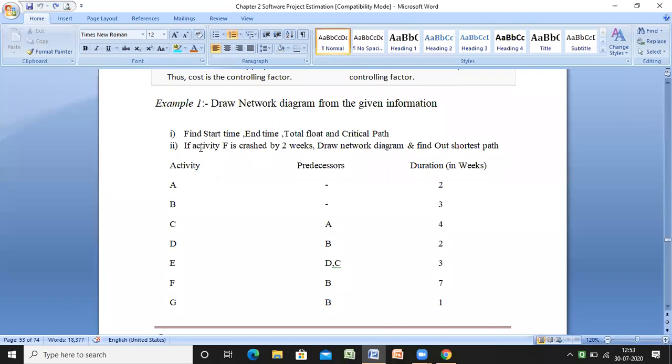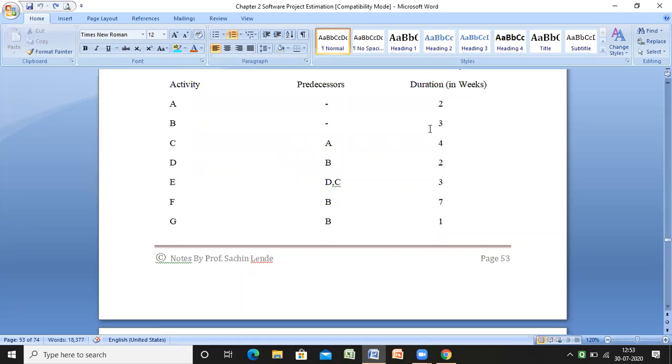Then again, they can ask sub-questions, like if activity F is going to be crashed by 2 weeks, then again draw a network diagram and find out the shortest path. That means again a critical path. This is also a path we have to find out, the critical path. And again, if the activities are crashed by 2 weeks, find the shortest path. So the question is like that: activities, predecessors, and duration in weeks.